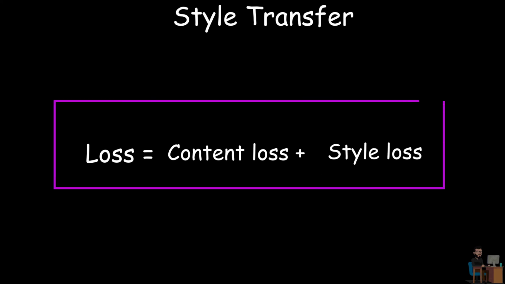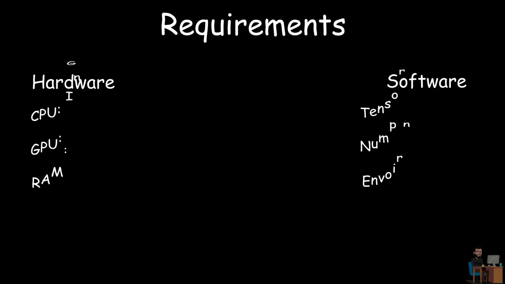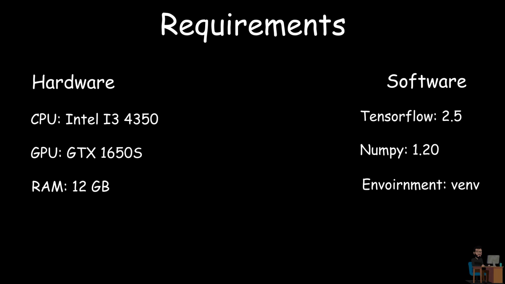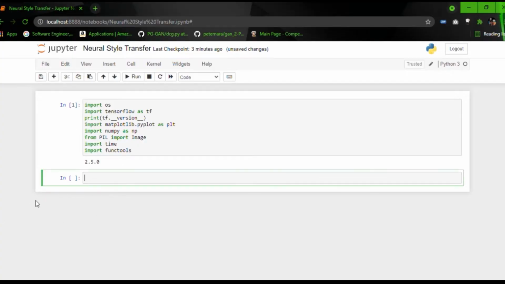Now we got how style transfer works, but only explanation is not enough. The best way to learn and understand it is by creating it from scratch. So let's implement and see how it works in code. This is my hardware and software specification for this tutorial, so make sure you have the same versions of libraries to avoid any version issues. Start by writing a function to load the images into memory.